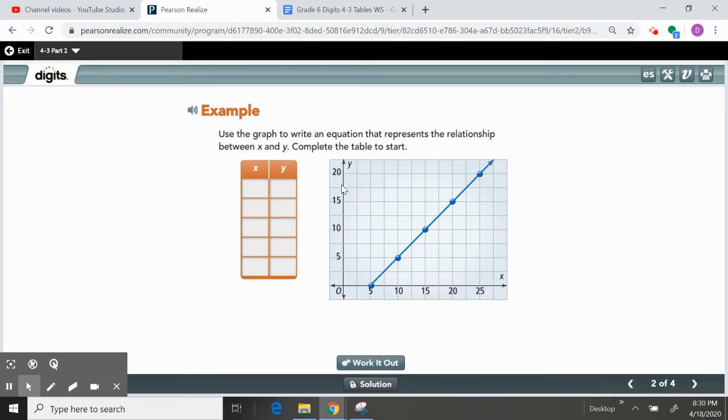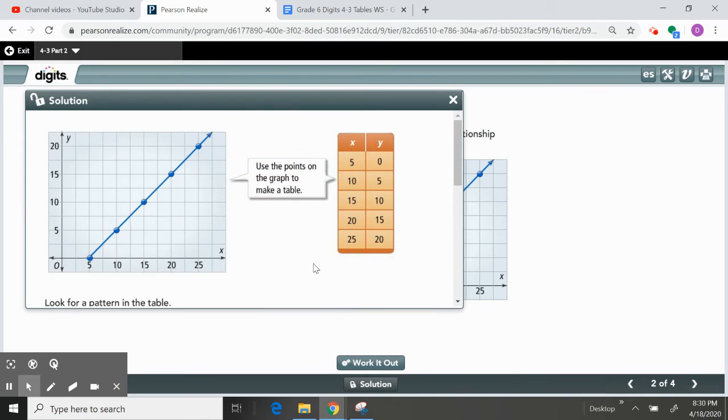So let's see. I click on this solution box because this gives you a nice showing there. So just like we said, the points are 5, 0, 10, 5, 15, 10, 20, 15, 25, 20. So in other words, go over 5, go up 0. Go over 5, don't go up at all. That's 0. So that's what this point is, 5, 0.